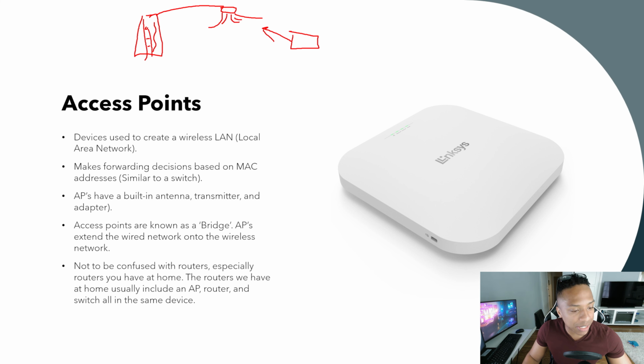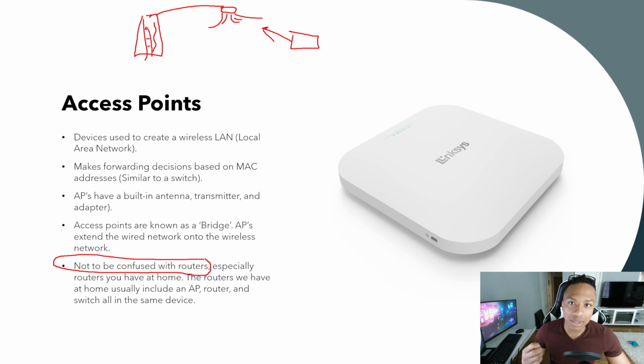APs have built-in antennas, transmitters, and adapters. Like I said, they're known as a bridge, and do not confuse these with routers. It's very important that we don't confuse APs with routers, because of course the routers we have at home also act as an access point.